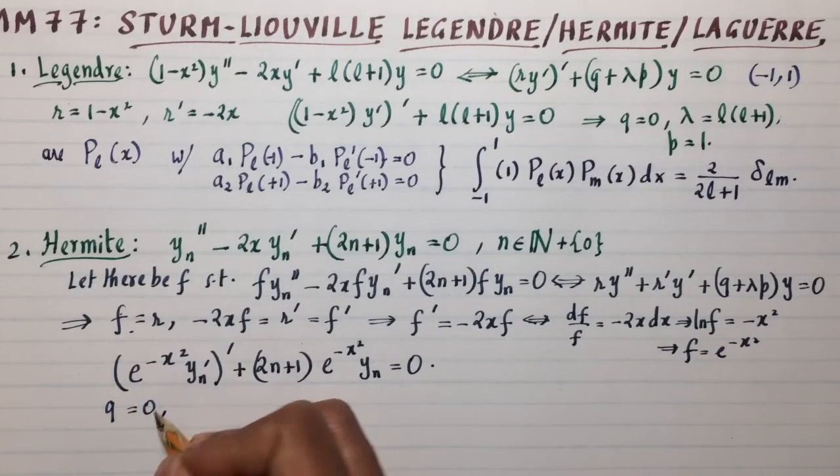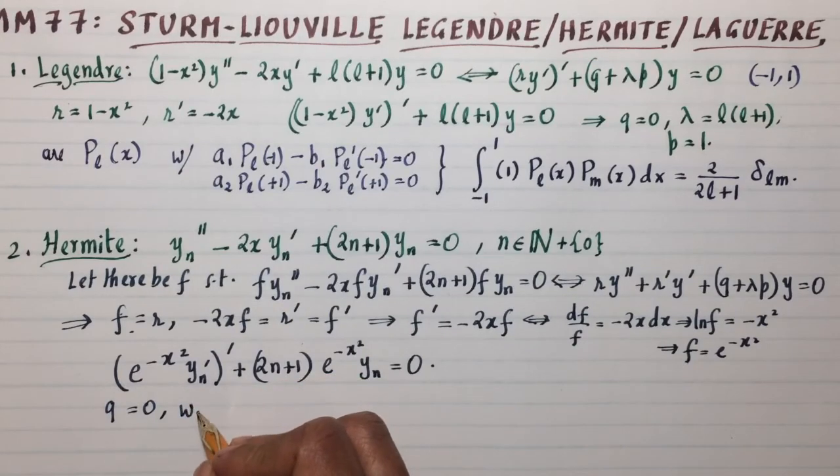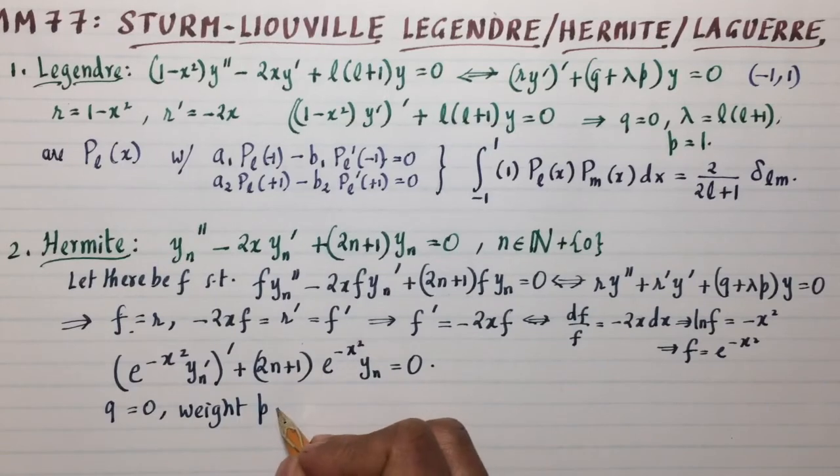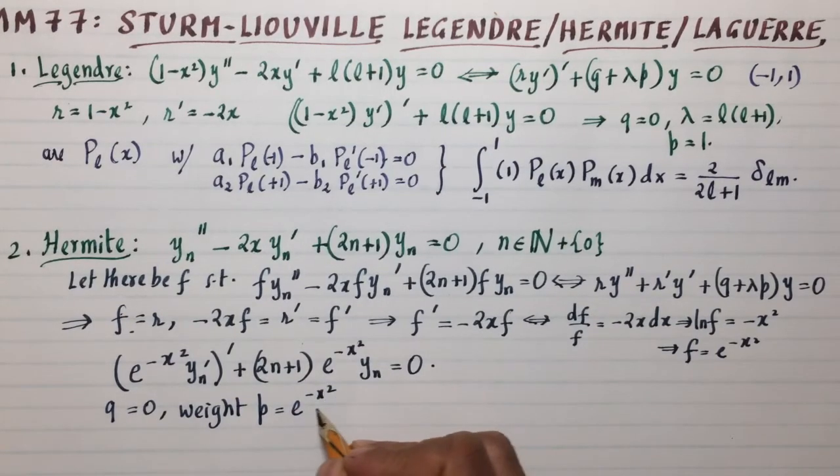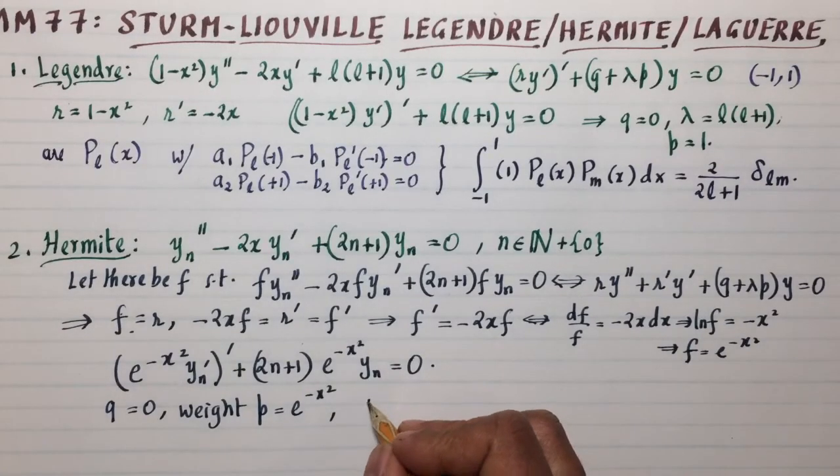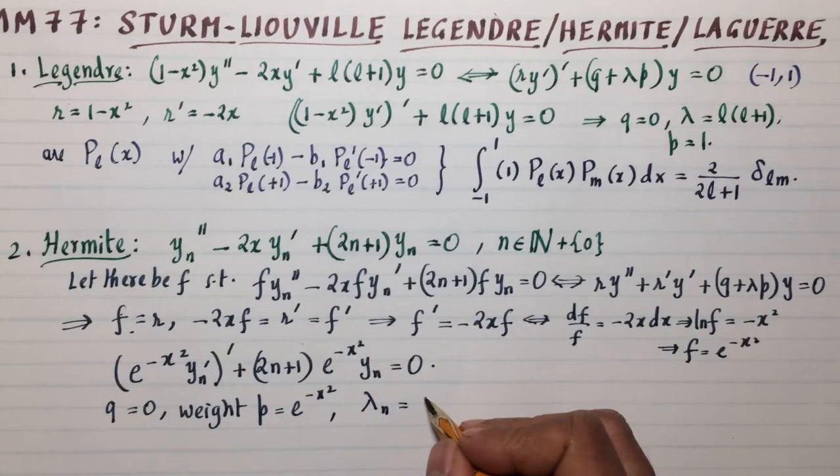The q is going to be 0. The weight function p is going to be e to the minus x squared, and these weight functions are basically Gaussians. And by the way, the Hermite polynomials are used to describe the eigenvalue problem of the quantum harmonic oscillator. So that's where you get all these Gaussian functions in the eigenvalue problem. And the eigenvalue lambda n is just 2n plus 1.